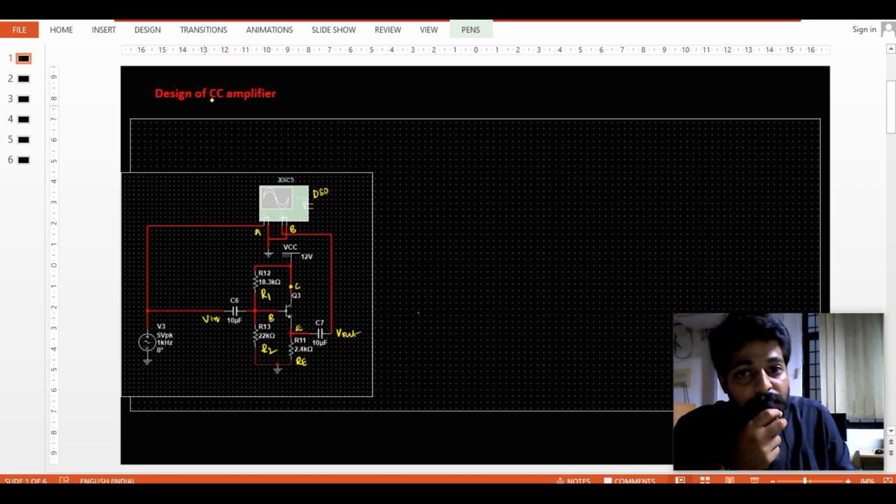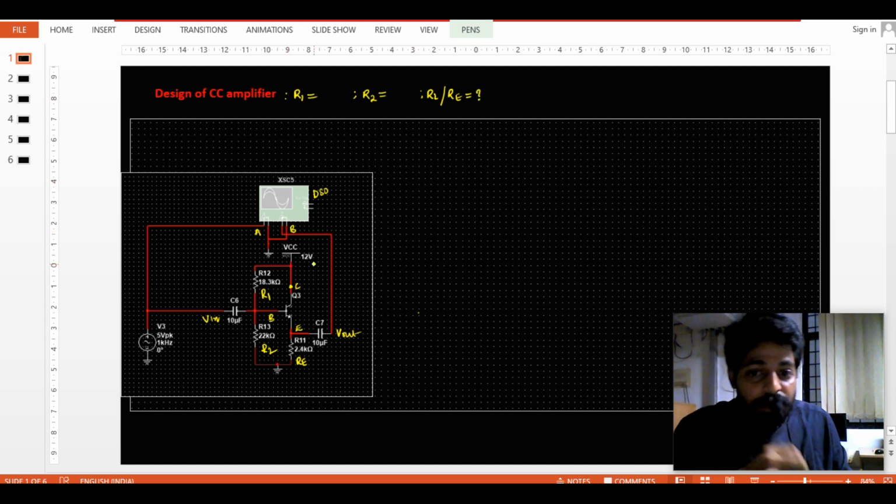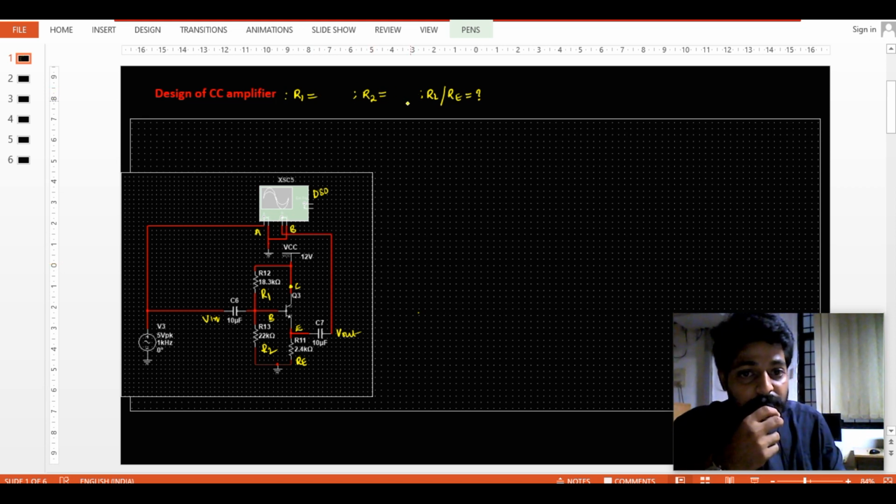And here, the design of the common collector amplifier means I have to know the value of R1, the value of R2, and the values of RL and RE. I have to calculate them individually. So first of all, to calculate the resistance values in the design, I have to take the transistor condition as a reference, from the data sheet.